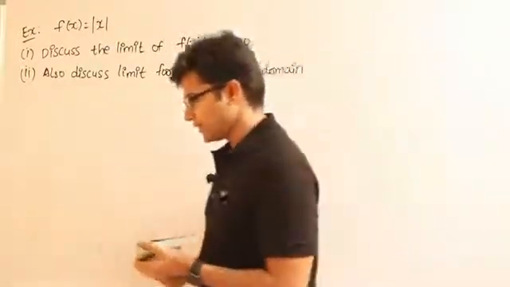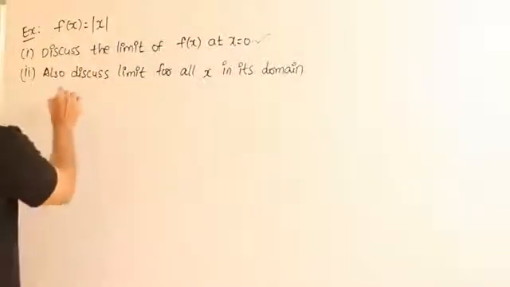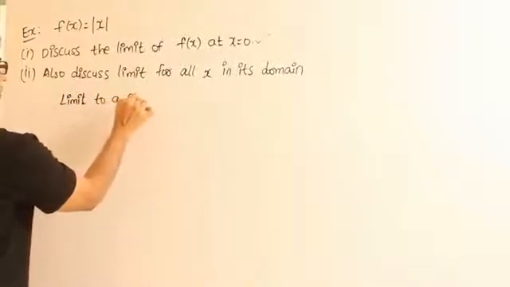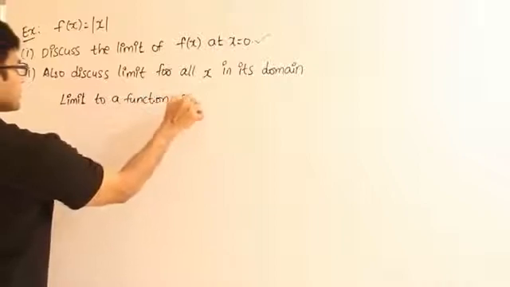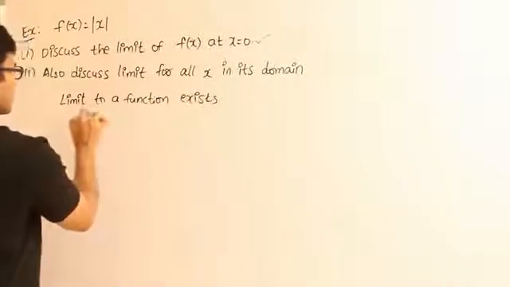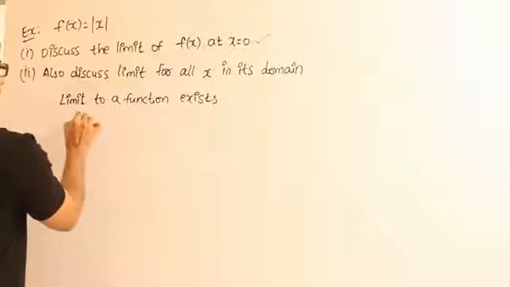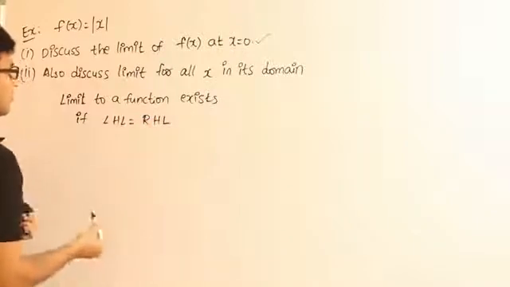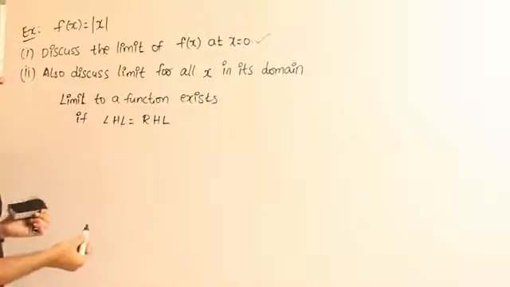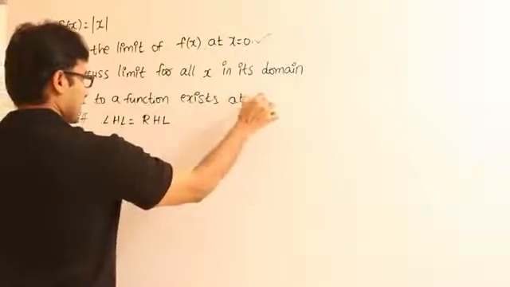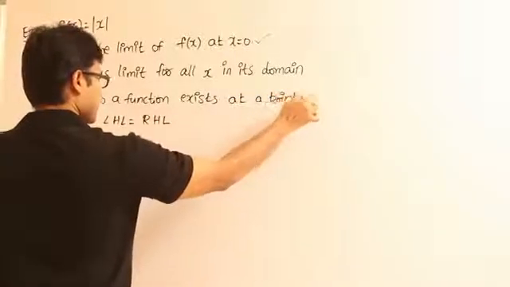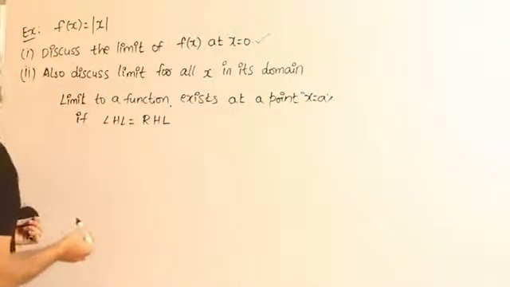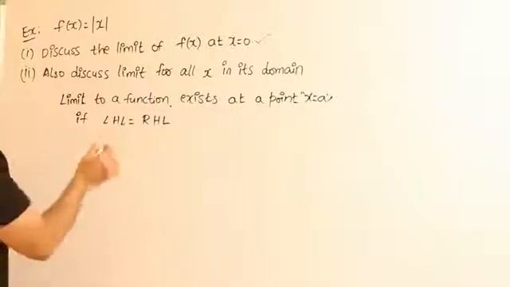So when do we say that a limit exists? See this. We say that a limit to a function exists if, what is the condition? If left hand limit is equal to right hand limit. Now how to find out the left hand limit or right hand limit of a function at a point x equal to a, the limit of a function f of x, that is the meaning. So when do we say that it exists? It exists when left hand limit is equal to right hand limit.